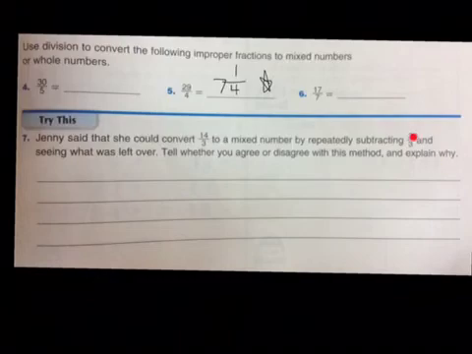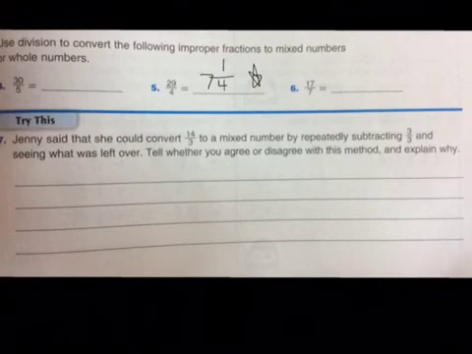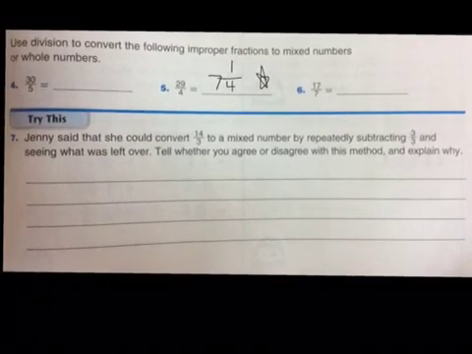Well, I would think it would work. If you keep subtracting 3 from this and then see what you have left over, all you have to do is track how many times you've subtracted it, and that'll be your whole numbers, and then whatever's left over will be your fraction. I would think it'd work. Okay, go ahead and write your answer however you think. I will write mine and see if they match.